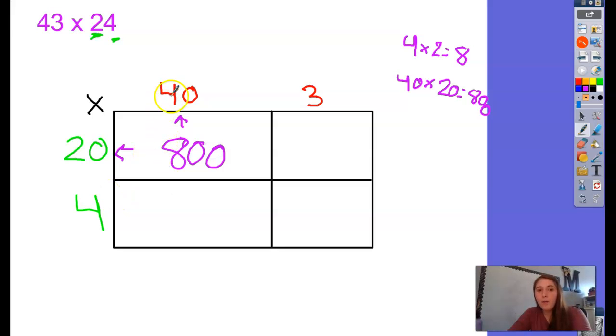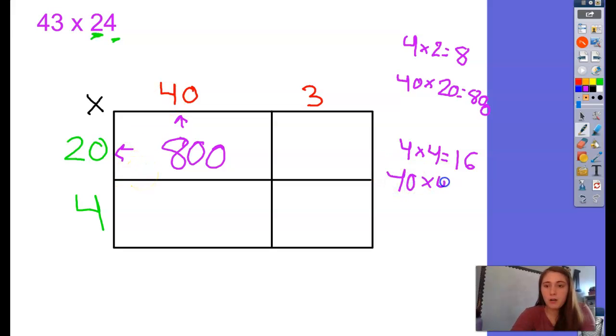Now I'm going to go and do my 40 times 4. So if I look at 40 times 4, I know 4 times 4 is one of my doubles facts. 4 times 4, 4, 8, 12, 16. 4 times 4 is 16. And then notice how I'm not doing 4 times 4, I'm doing 40 times 4.